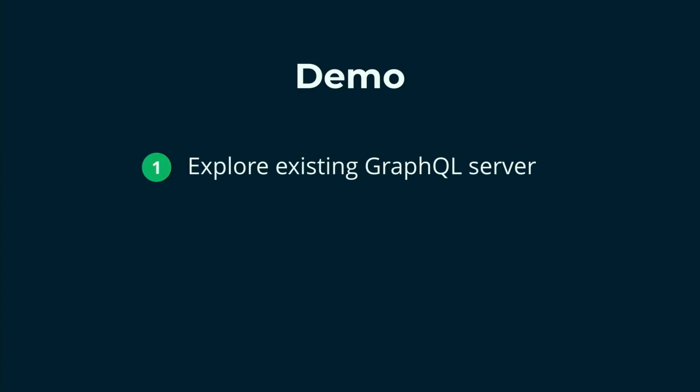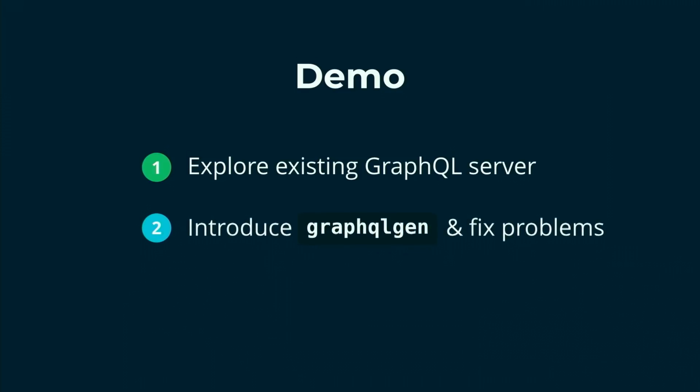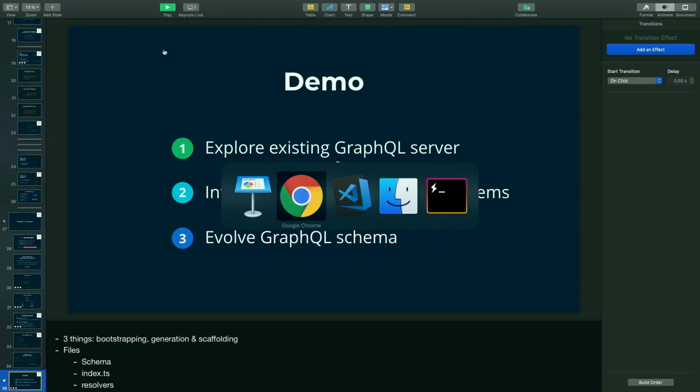Let's take a look at an actual demo of how this works. In this demo, we're going to look into an existing GraphQL server that I've prepared. It has a few bugs, which we're going to use GraphQL Gen to help us find. So we'll introduce GraphQL Gen, fix these problems, and then we're also going to evolve the GraphQL schema a little bit and see the workflow of that. So let's do that.